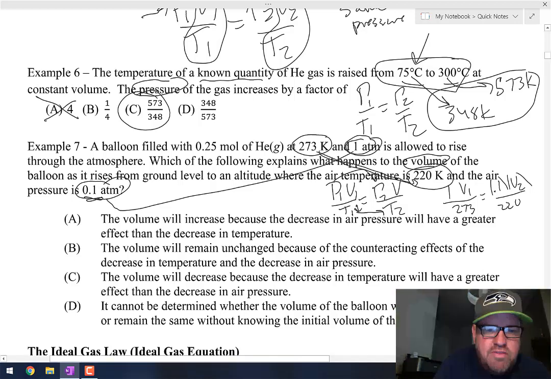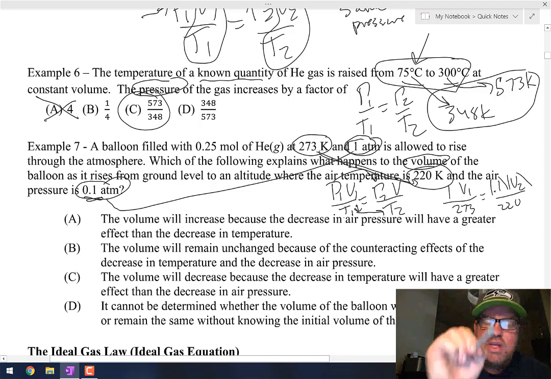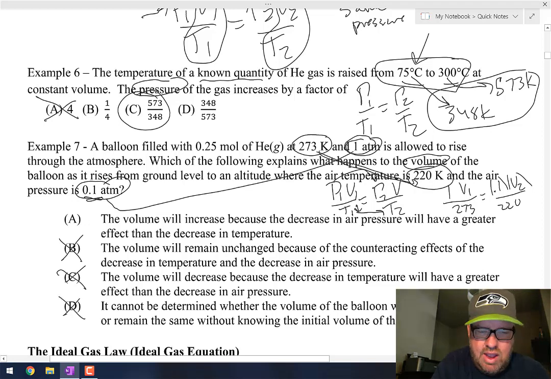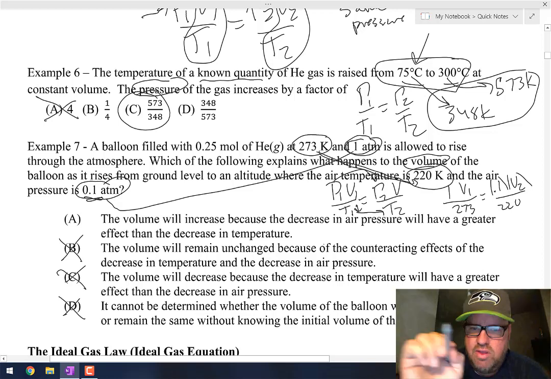Okay, so the volume will increase. The volume will remain unchanged because of the counteracting effects. That would be true if they were the same ratio, but again, the pressure is going down way more than the temperature is. So B is a no. The volume will decrease. Nope, the volume is going to get bigger. It cannot be determined. Yes, it can. Okay, the volume will decrease because the decrease in air pressure will have a greater effect than the decrease in temperature. That is true.